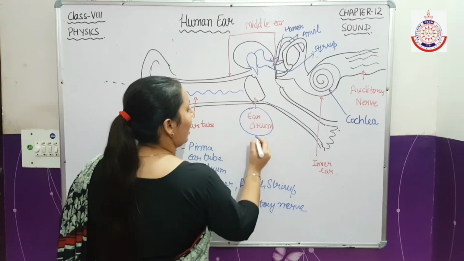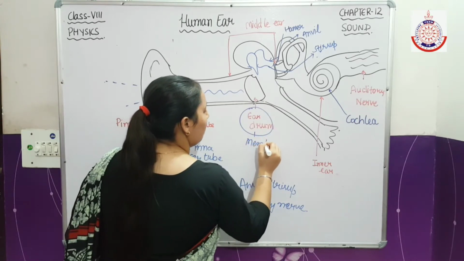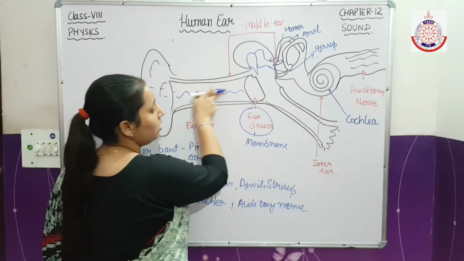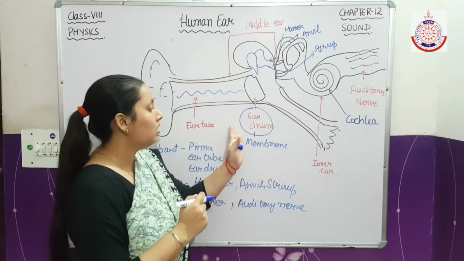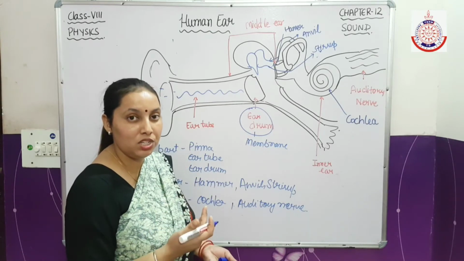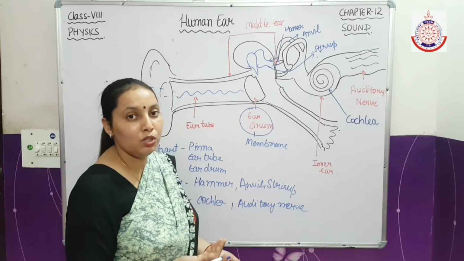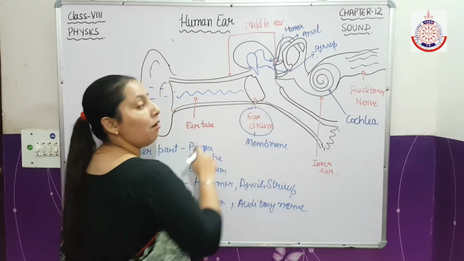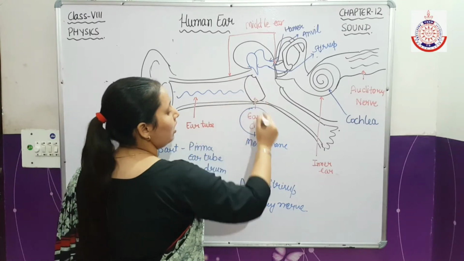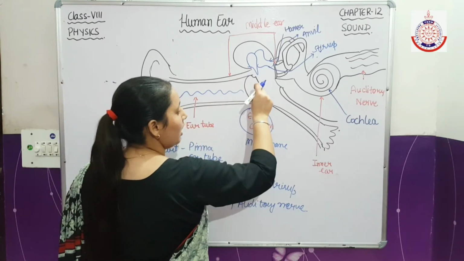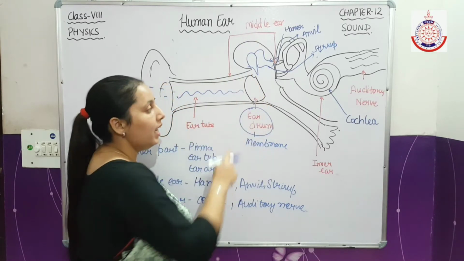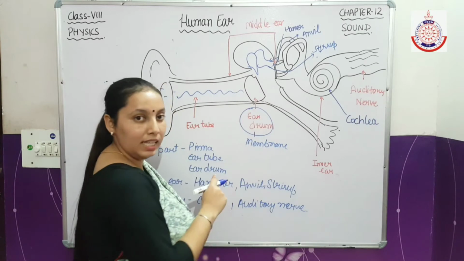Eardrum is basically a membrane. Fine, it is a very thin membrane. Whenever this sound strikes this eardrum, it vibrates. And you know, when there is a vibration, what is produced? Sound is produced. When the eardrum vibrates, sound is produced. This sound from the eardrum travels to the middle ear.